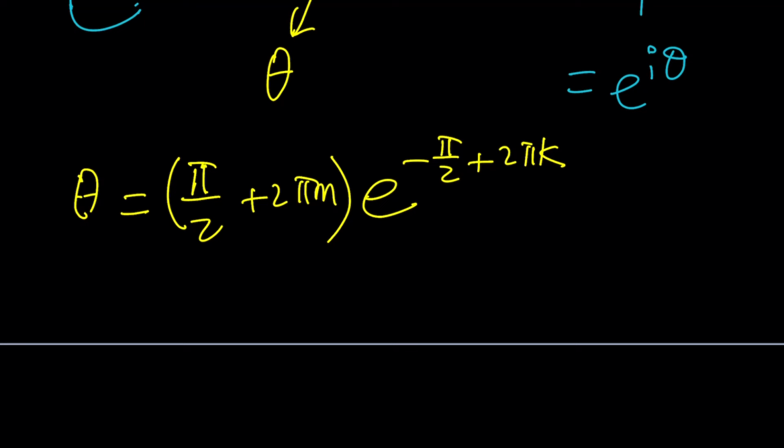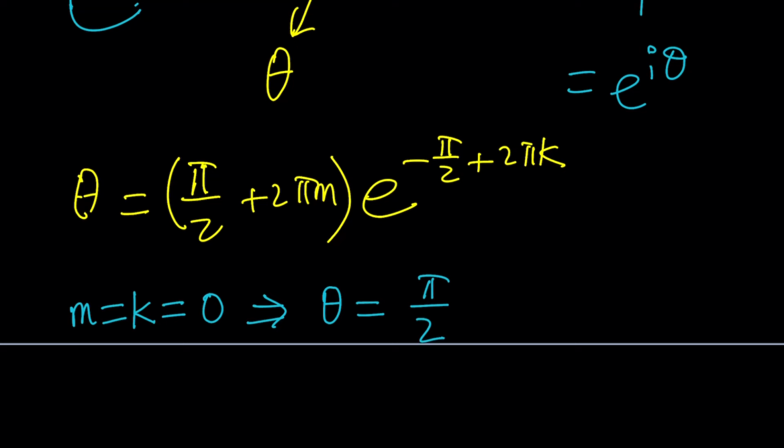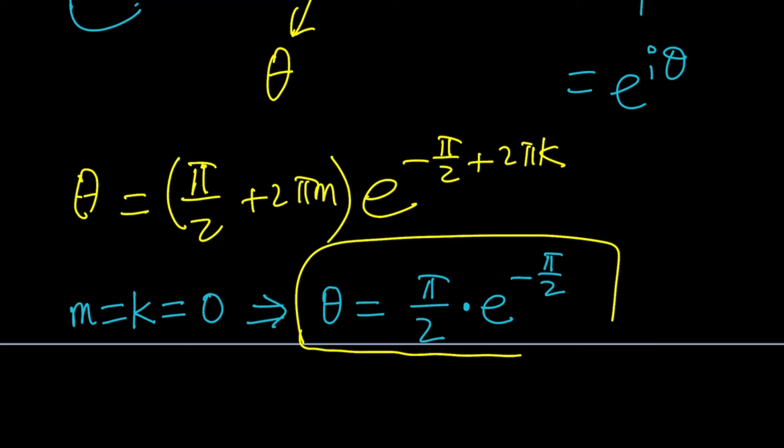Now, let's simplify this a little bit by assuming that, or we can just take it, right? Suppose m and k are both 0. What would happen in that case? Well, in that case, we're going to have something much, much nicer. Theta then can be written as pi over 2 times e to the power negative pi over 2. Isn't that cool? That will be one of the solutions. But of course, the general solution is better, but this is still going to work. Make sense?